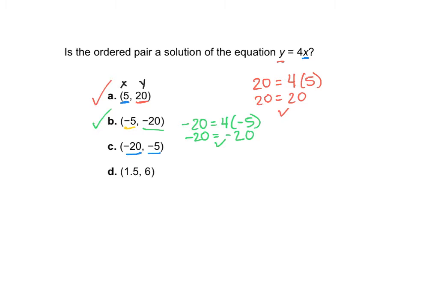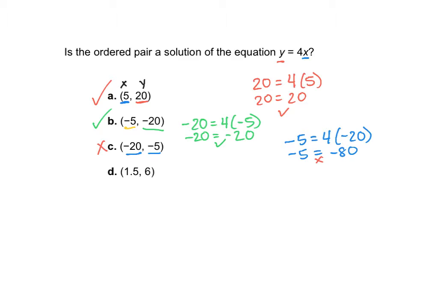Let's try C. -20 and -5. So our x coordinate now is -20 and our y coordinate is -5. Is -5 equal to 4 times -20? I don't think so. -5 equals -80. That doesn't seem true to me. That one's false. That one doesn't work.